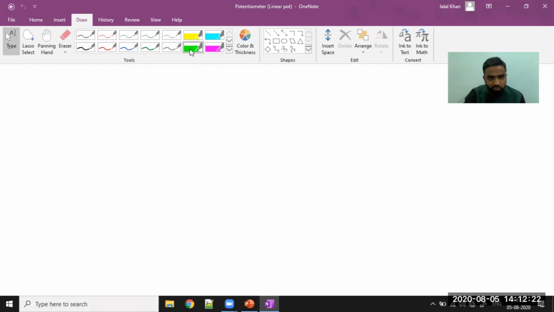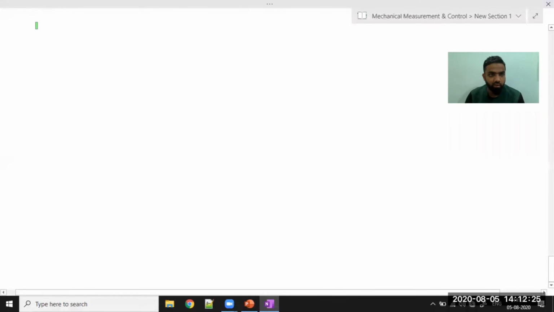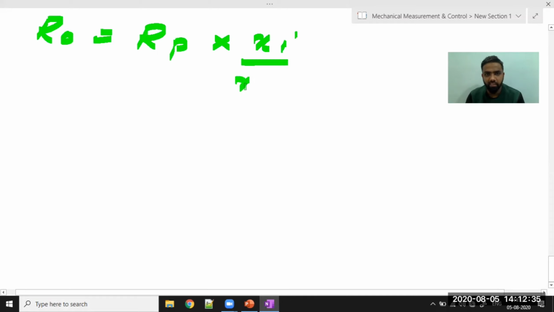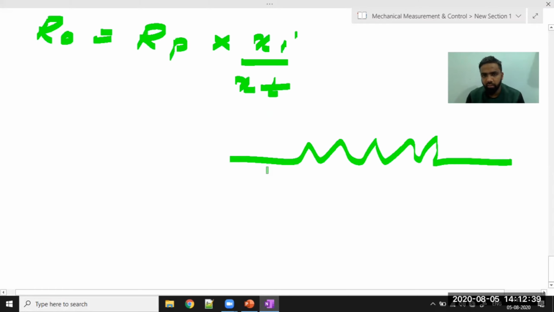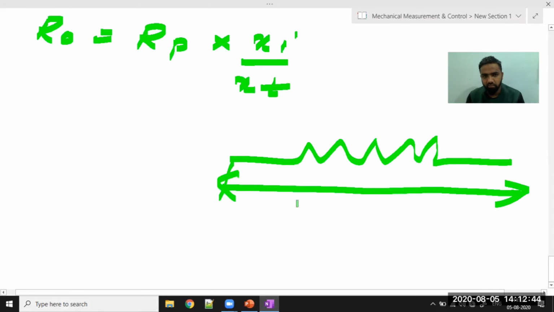I'll just use the same color. What we have got is E naught is equal to Ep into Xi divided by Xt. Now, what is Xt? Xt is the length of the whole wire. Suppose this is my wire. So this length is called Xt. Now, suppose the wiper is at this position, my wiper.